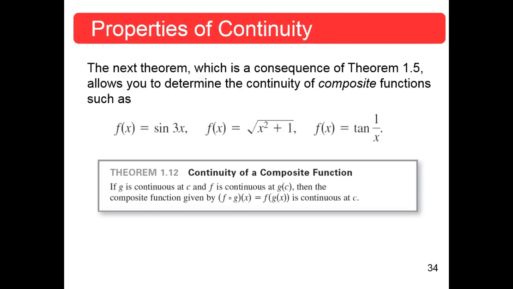So then the composite function is given by f of g. Y'all remember this notation, right? f circle g. I call it f of g of x. And that's how you define it. That's continuous at c. Good deal. Sorry.